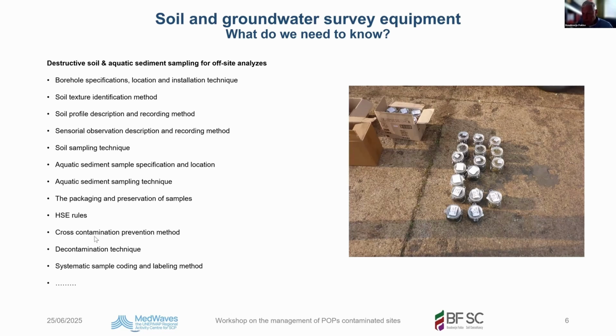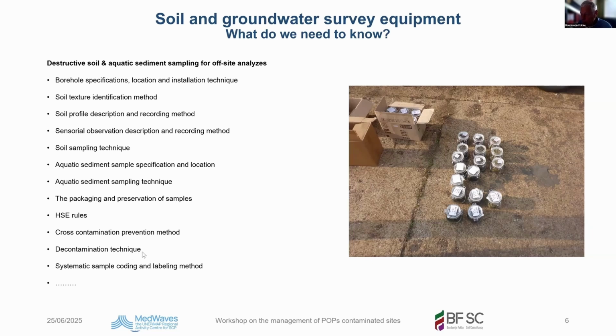Another aspect which you have to know is the cross-contamination prevention method. How to prevent cross-contamination. Cross-contamination means that you are taking one sample which is contaminated and you would have another sample, and then traces of the other sample are brought to the new sample, and then your analysis is not correct because it's influenced. That counts for soil and groundwater. And you have to know the decontamination technique.